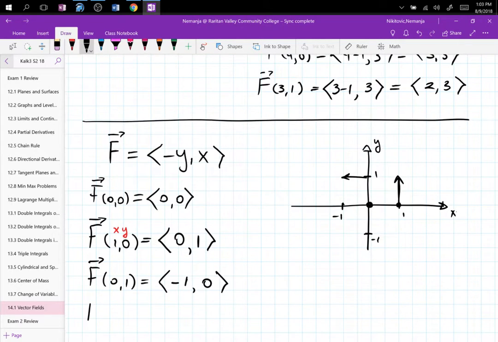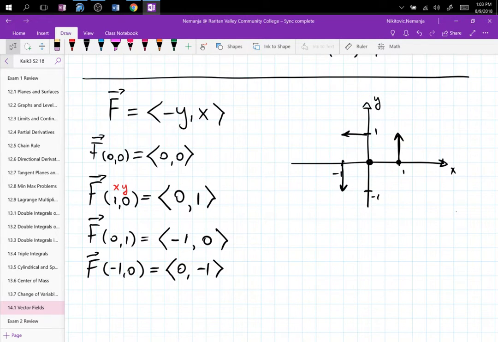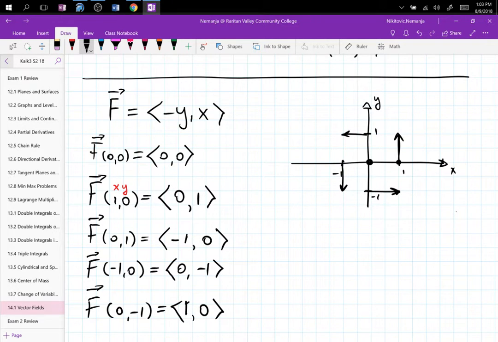And then we have the next one, f of (negative 1, 0). So x is negative 1, that goes here, and y is 0, giving (0, negative 1). That is going to be this. And the last one is (0, negative 1). Negative 1 is on y, so that becomes (1, 0), which is this one. Do you see that it spins?